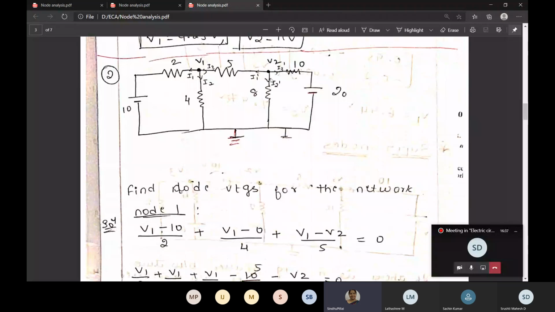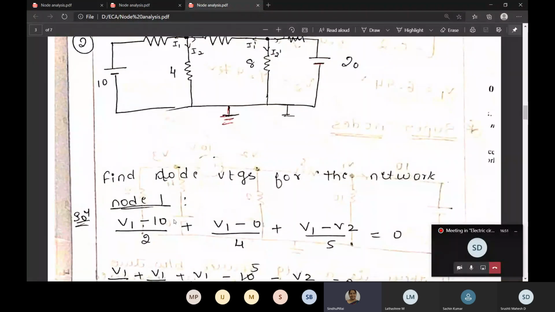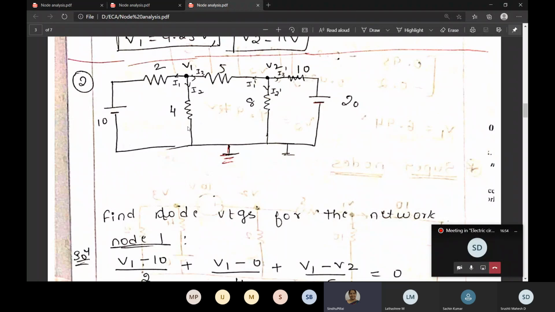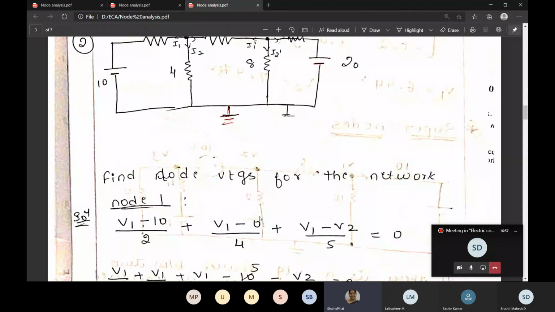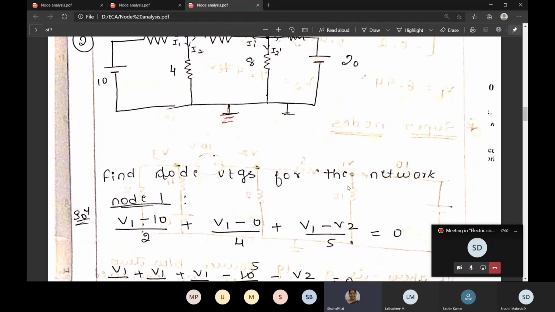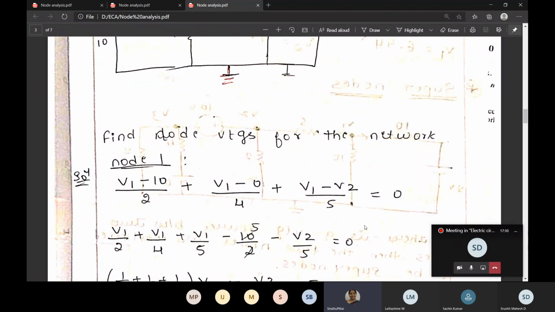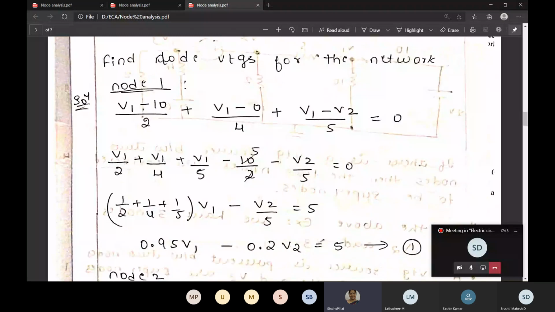Here also we have two node voltages, V1 and V2. So (V1 minus 10) divided by 2, that is our first current, I1. Next it is (V1 minus 0) divided by 4. Next it is (V1 minus V2) divided by 5, and the sum is equal to 0, which is our equation. Separating the V1 terms, we get the equation as 0.95 V1 minus 0.2 V2 is equal to 5.